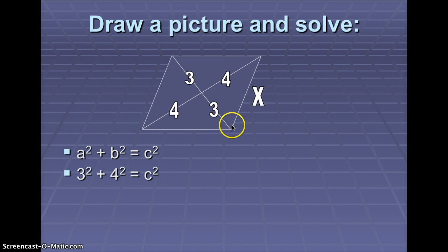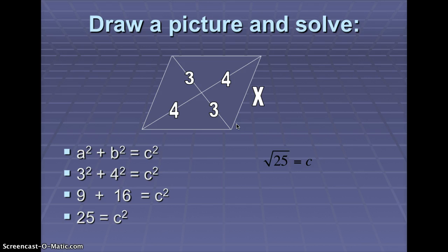This is a right angle. This side is 3, that side 4. We can find x. So we know that c squared is equal to 25, so c is 5. So one side of the rhombus is 5 centimeters, or each side of the rhombus is 5 centimeters.